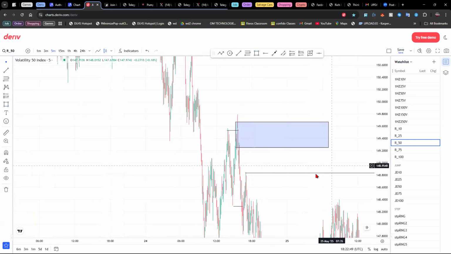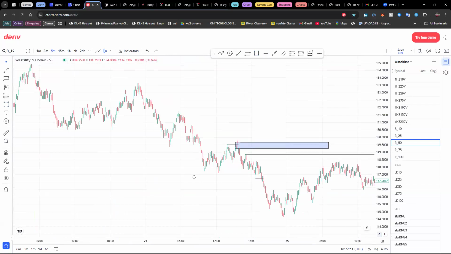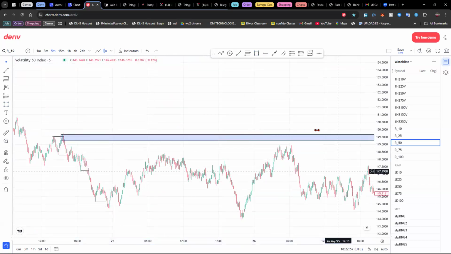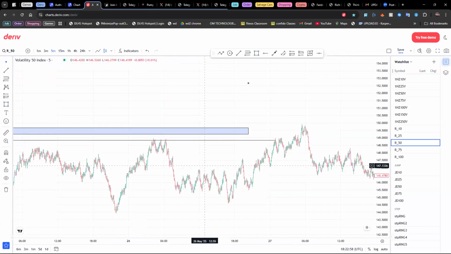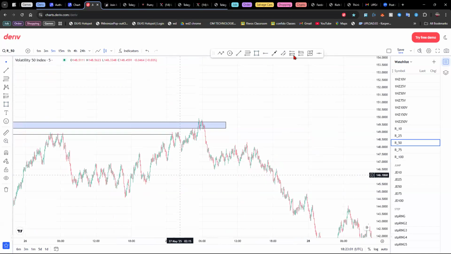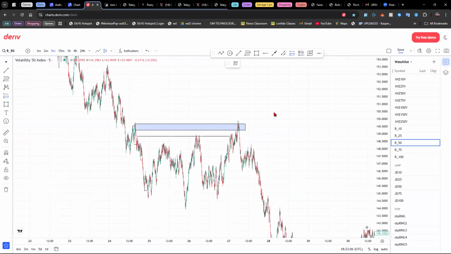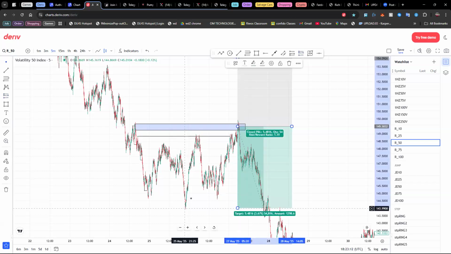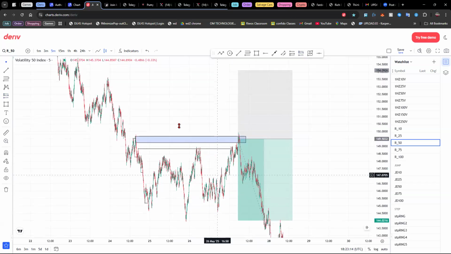And trading is a waiting game. You just have to wait maybe 5 hours, a few days. And as price got there, see how it played out. Played out very clean. This is our full TP. Our TP is here, the lowest low before. This is our full TP.